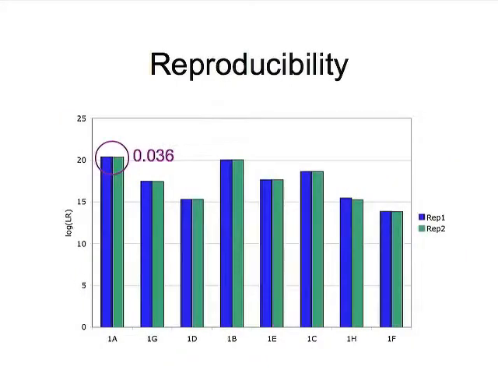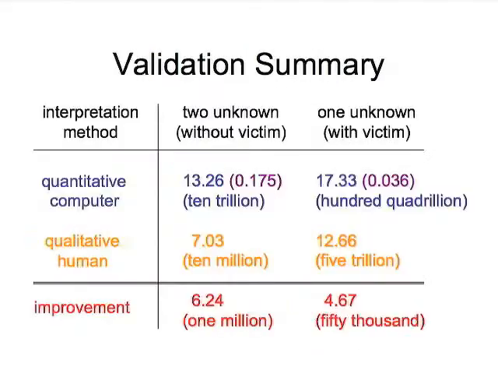Again, it's reproducible because there are fewer variables. The reproducibility decreases to the level of hundredths instead of being at tenths. So it's a highly reproducible method, very informative. And here's a summary from this validation study. So what did we see? Quantitative computer versus qualitative human review, either with two unknowns without the victim or one unknown with the victim.